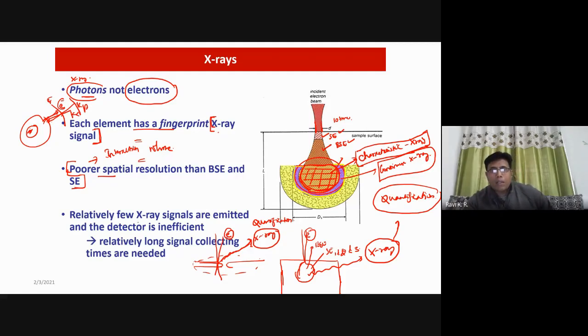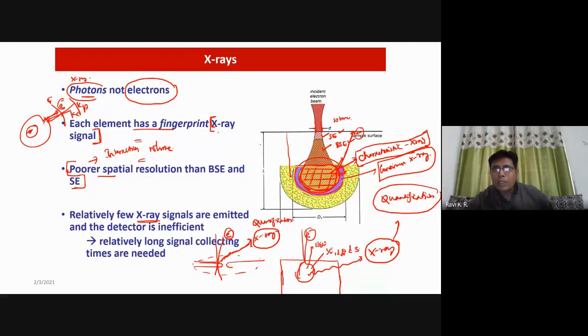So relatively few X-ray signals are emitted generally because they are coming from a larger depth. So before reaching, that is, before coming out of the sample, it is difficult. Let's say that 100 electrons are knocked off from here, hardly 2 will actually come out. That's what we have seen in many other techniques also.